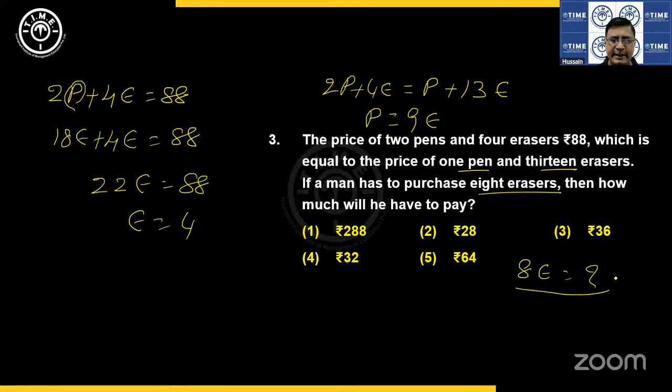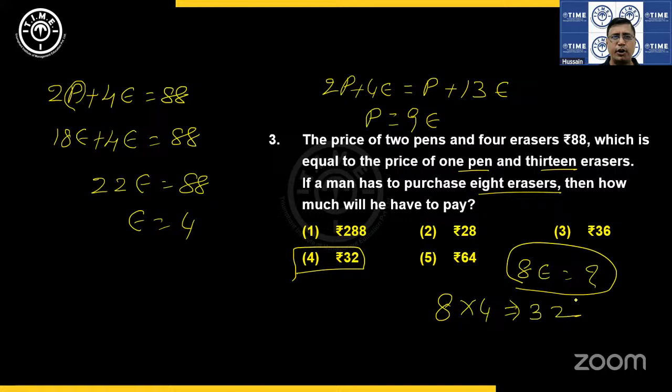Now 8E is equal to question mark. 8 into 4, that is 32. What is the value of 8E? 8 into 4, the answer is 32. Right choice, option number 4. Choice 4 is the right answer. Yes, Sandra Vardhana B, you are right.